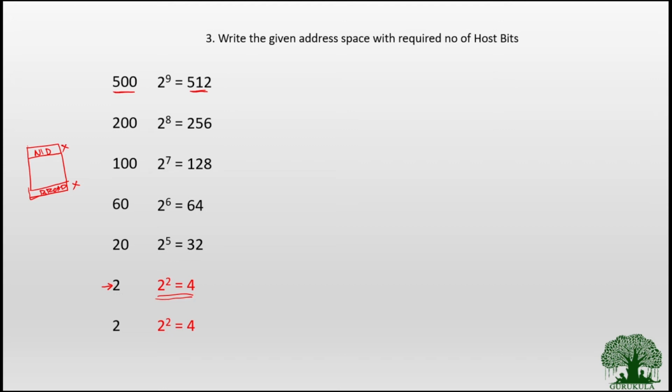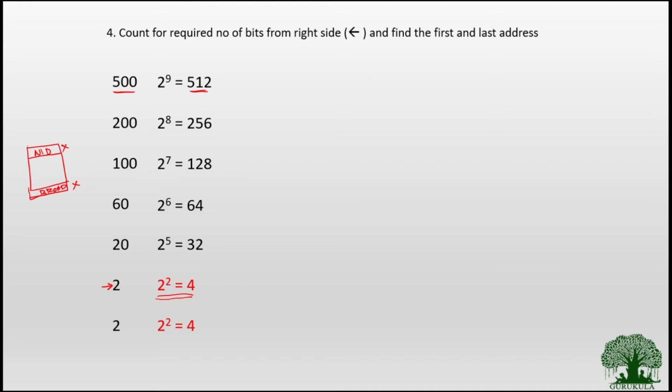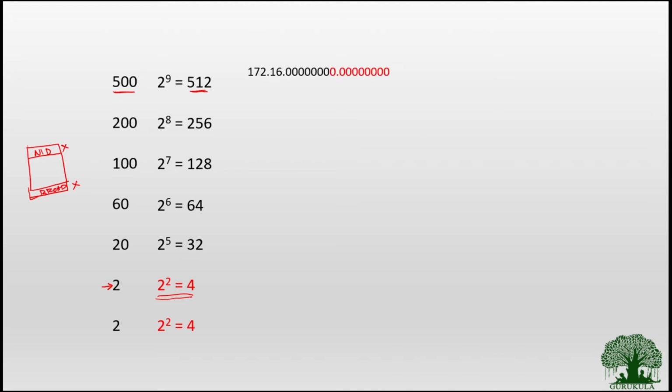What we'll have to do is write the given address space with the required number of host bits. I can count the required number of bits from the right side and find the first and last addresses. As you can see, this is the address space given in our question. For the sake of simplicity, I am taking the first 2 parts as decimal representation. We are going to work with the last 2 parts, so I am representing them in binary form. This is purely for understanding and for reducing the writing work.